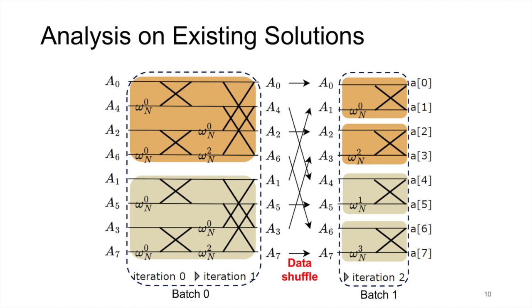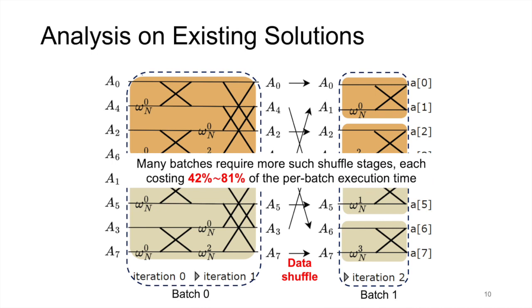Previous solutions perform costly reordering of input array at the beginning of each batch, so that the next iteration can use purely contiguous access. This step is called shuffle stage. However, with large bitwidth used in ZKP, many batches require more such shuffle stages, each costing 42 to 81% of per batch execution time.